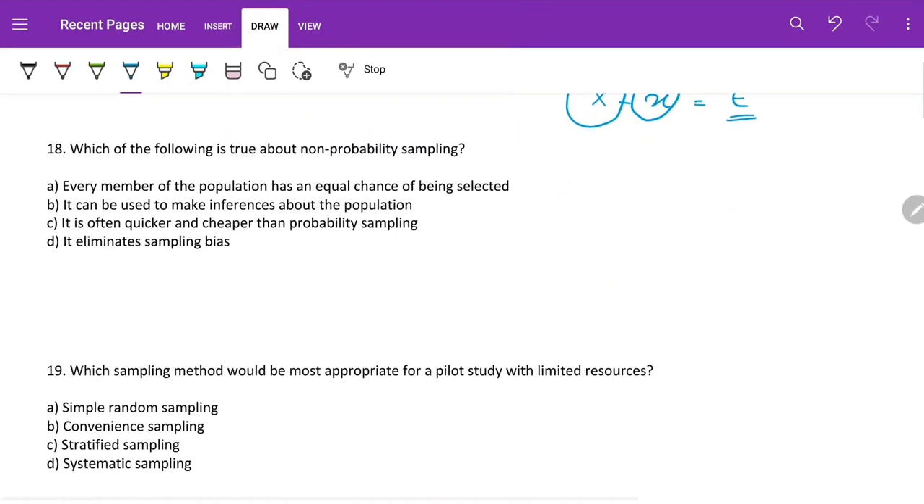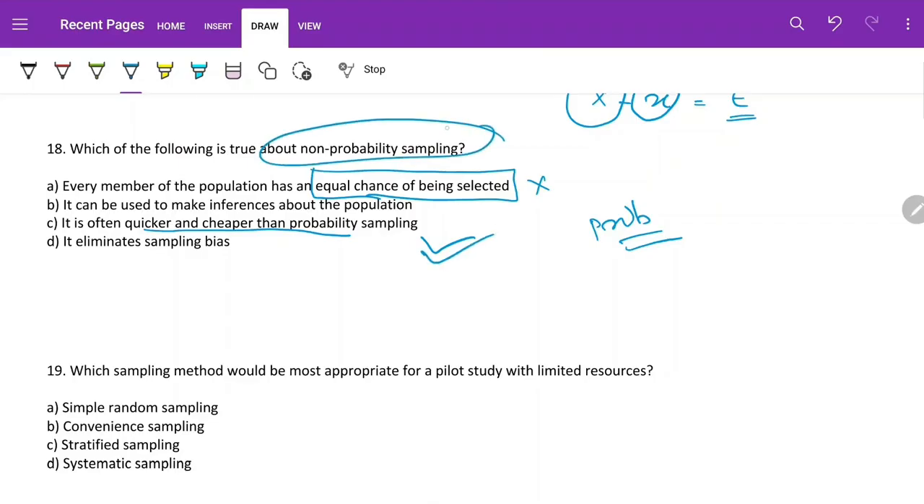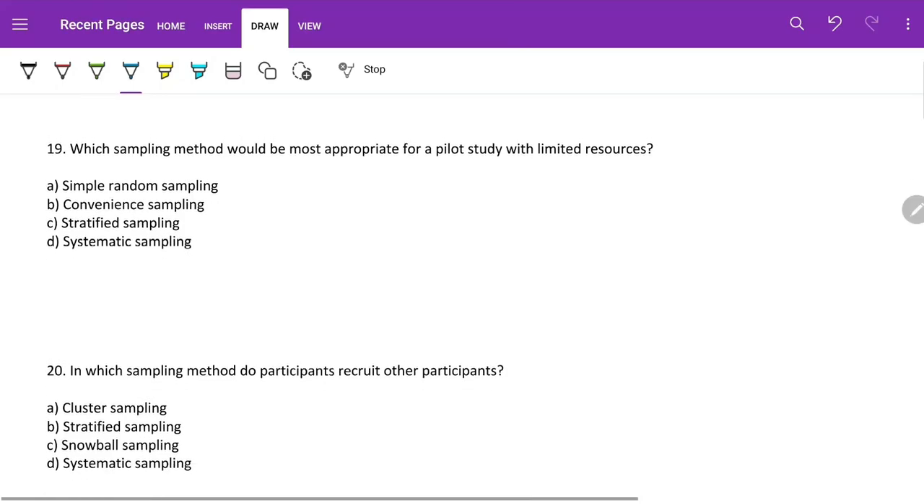Which of the following is true about non-probability sampling? Every member of the population has an equal chance of being selected? No. Equal chance of being selected occurs when the sampling is probability sampling. It can be used to make inferences about the population. It is often quicker and cheaper than probability sampling. It eliminates sampling bias. So it is quicker and cheaper than probability sampling. So we usually go for non-probability methods.